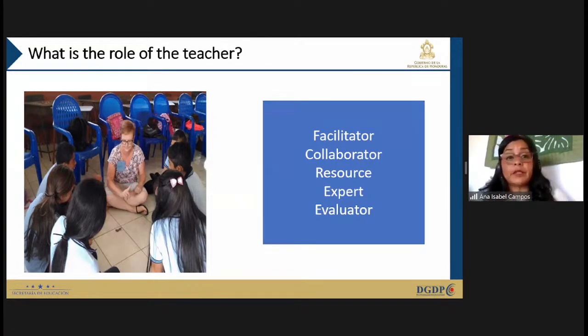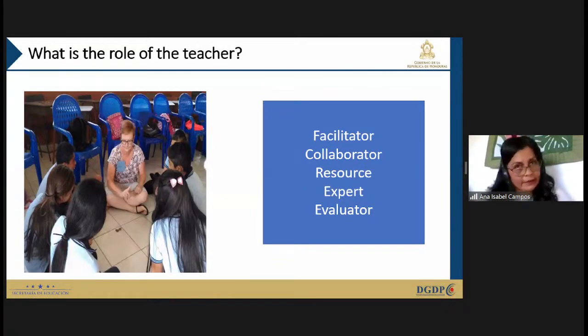The teacher there becomes a resource, becomes a collaborator, right? Someone that is helping the students, that is sharing with the students. But the teacher can also have an expert role.